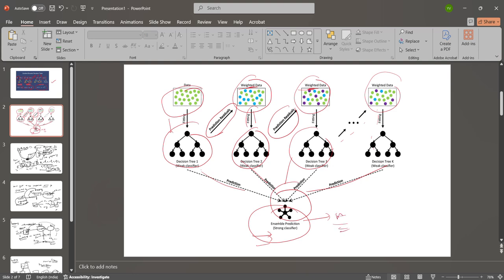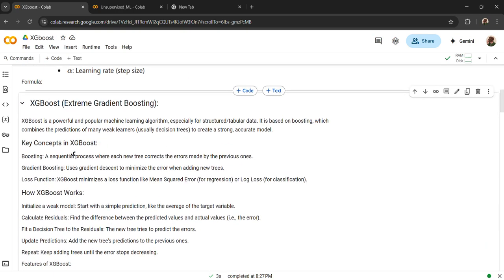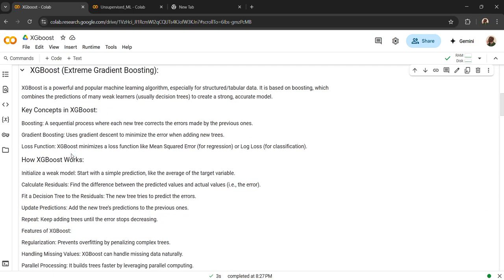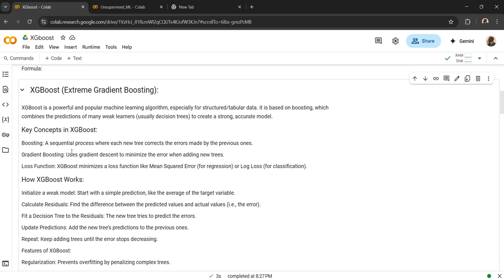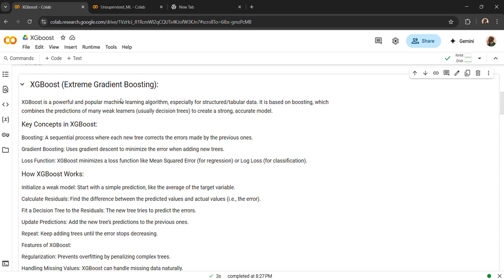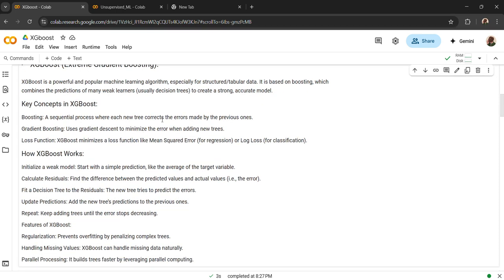Okay. So now we can understand this XGBoost theory. Because we understood gradient descent, now we can understand extreme gradient, meaning somewhat improvement will be there in gradient descent. It's a powerful and popular machine learning algorithm, especially for structured data, tabular data. If you have that, then it is the popular algorithm. Okay, it is based on boosting. Just now we discussed. It combines the predictions of many weak learners to create a strong, accurate model.